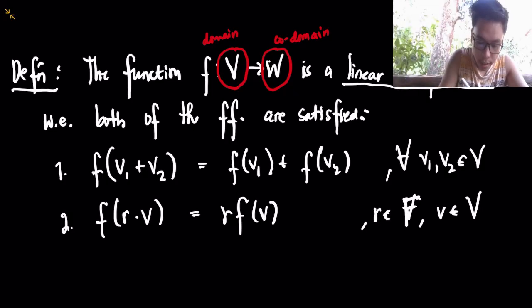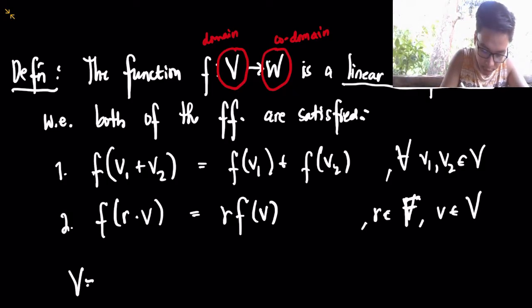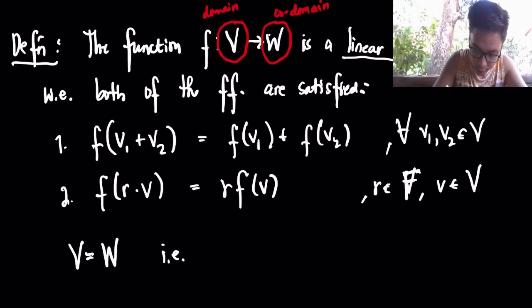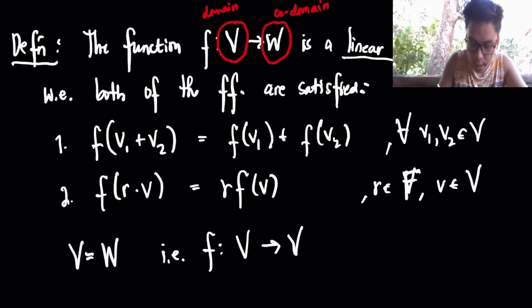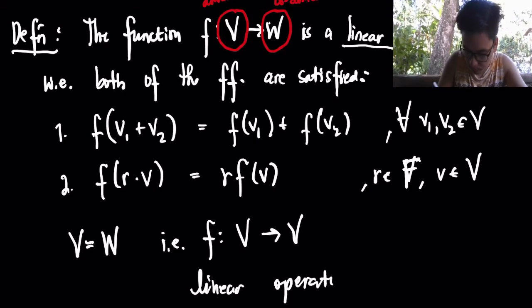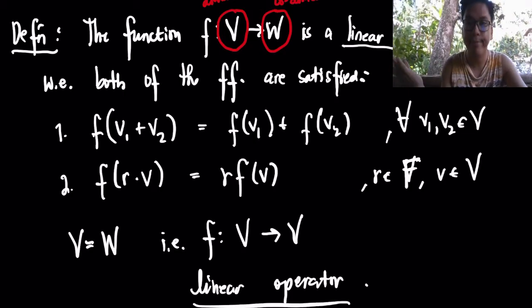In the event that your V here is equal to W, so that you have f from V to V, then this linear transformation is now called a linear operator. That's it. Okay, so let's consider an example here.